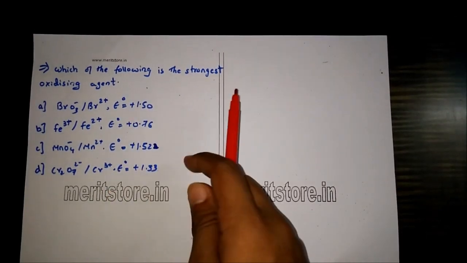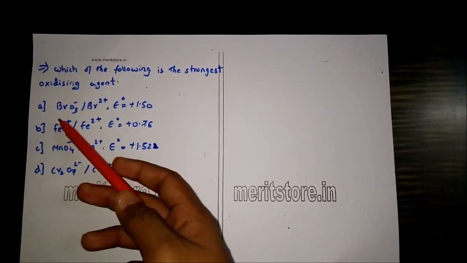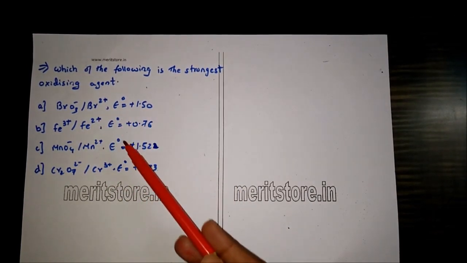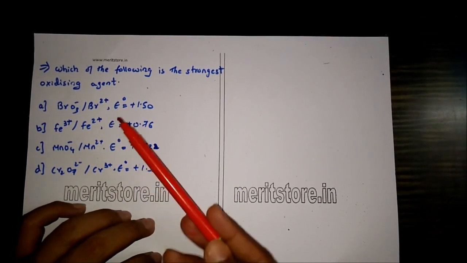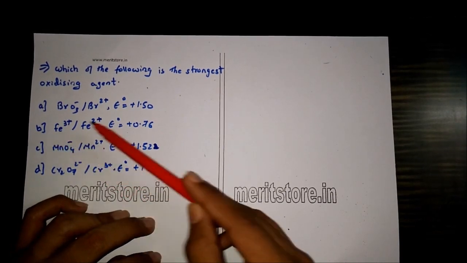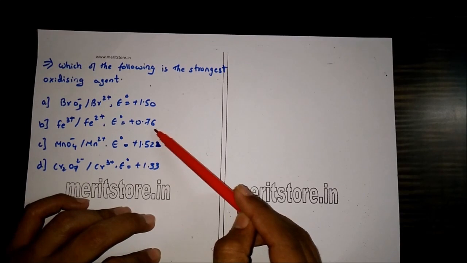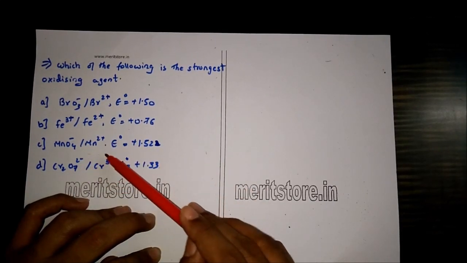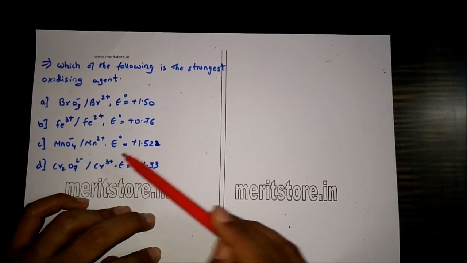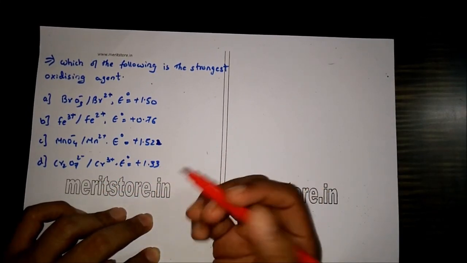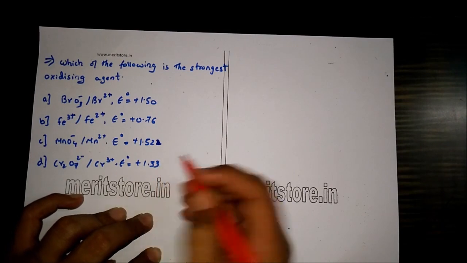Which of the following is the strongest oxidizing agent? Either it is A, BrO3- or Br2, which has a reduction potential of +1.50, or B, Fe3+ and Fe2+, which has a potential of 0.76, or C, MnO4- or Mn2+, which has a potential of 1.52, or D, Cr2O7 2- or Cr3+, which has a potential of 1.33.